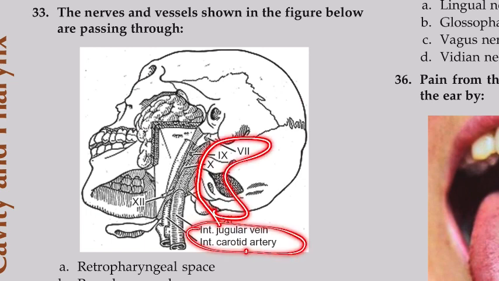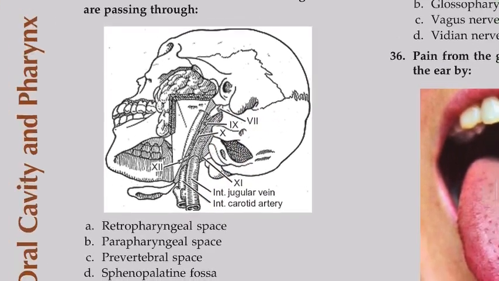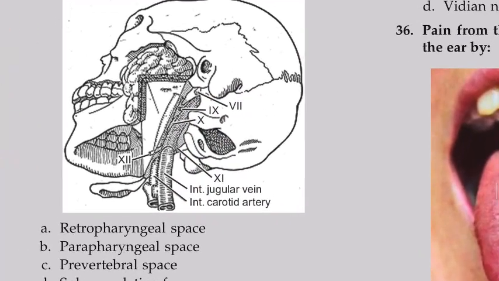Now where are they passing? We have already said the vessels and nerve all pass through the posterior compartment of the parapharyngeal space. So the right answer is parapharyngeal space, or to be more precise, the posterior compartment. The anterior compartment is only related to the fossa of the tonsil and the tonsillar space. Okay, moving to our next question.